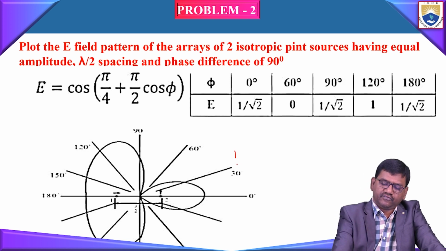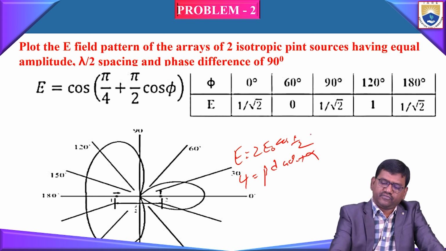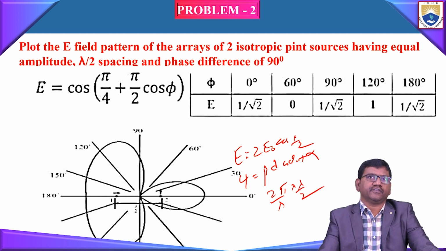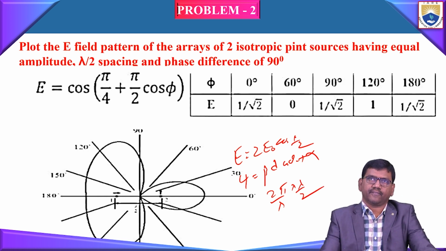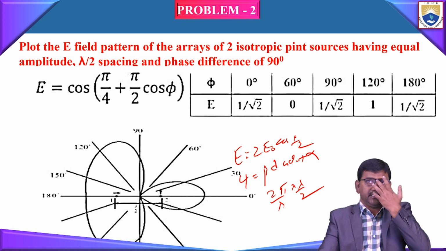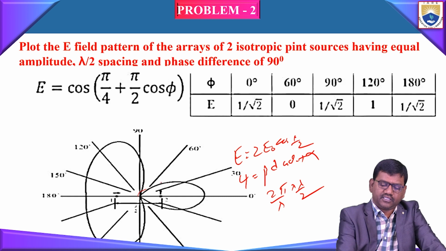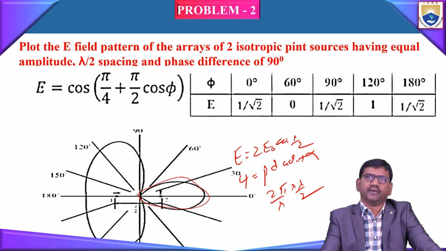From the equation E is equal to 2 E naught cos psi by 2, where psi is equal to beta d cos theta plus alpha, we should find out the value of E here. Beta means 2 pi by lambda. Here the d value is taken as lambda by 2. In the previous problem we took d as lambda by 4. When the spacing is increased to lambda by 2, we observe one extra minor lobe.